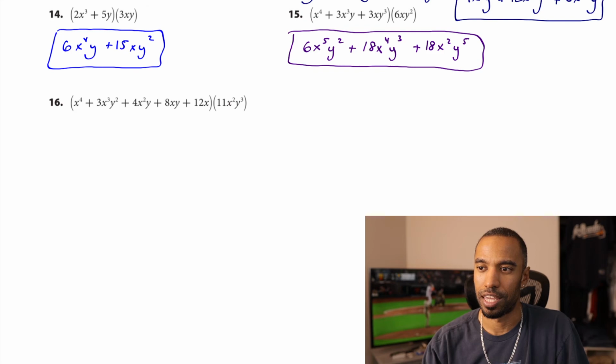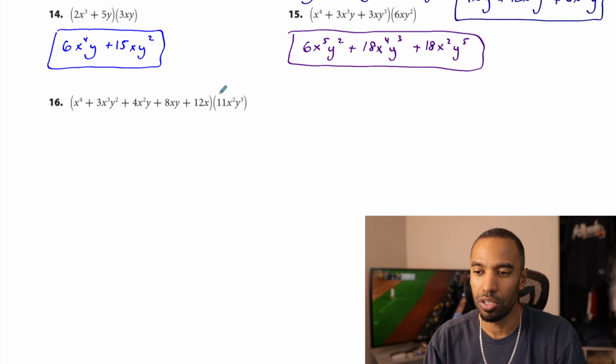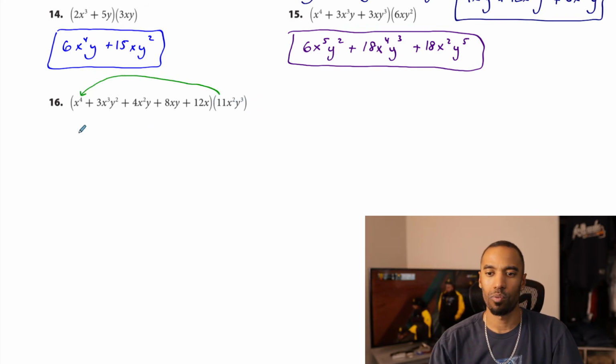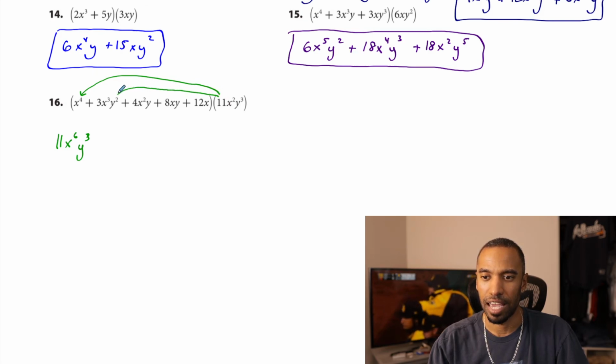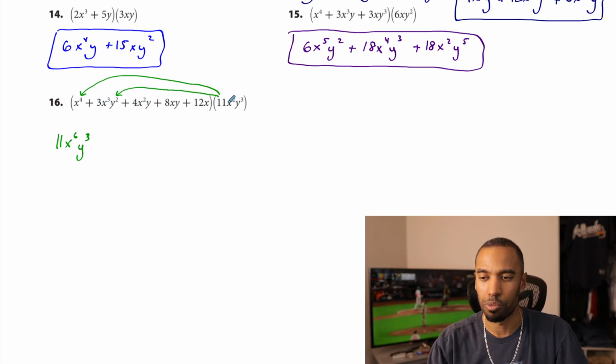Distribute everything that we can. And listen, this becomes a long line of problems here when you have the product, but that's okay. 11x squared y cubed times x to the 4th. That's 11x to the 6th y cubed, the 4 plus 2. Then you have 11x squared y cubed times 3x cubed y squared. 11 times 3 is 33. x squared times x cubed is x to the 5th. y cubed times y squared is y to the 5th.